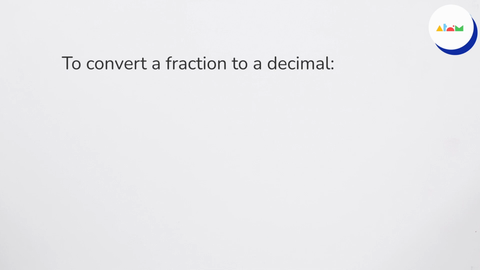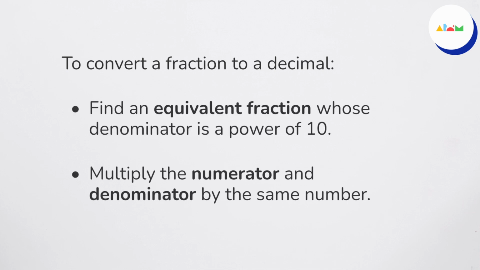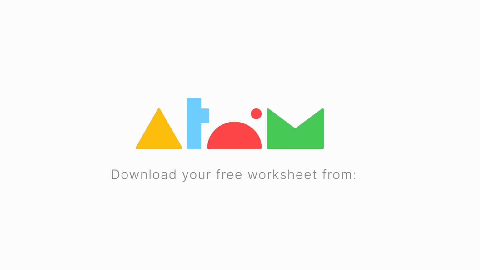Remember, to convert a fraction to a decimal, we can try to make the denominator a power of 10, which we can do by multiplying both the numerator and the denominator of the original fraction by the same amount. Once we have done this, it will be much easier to recognise the equivalent decimal.